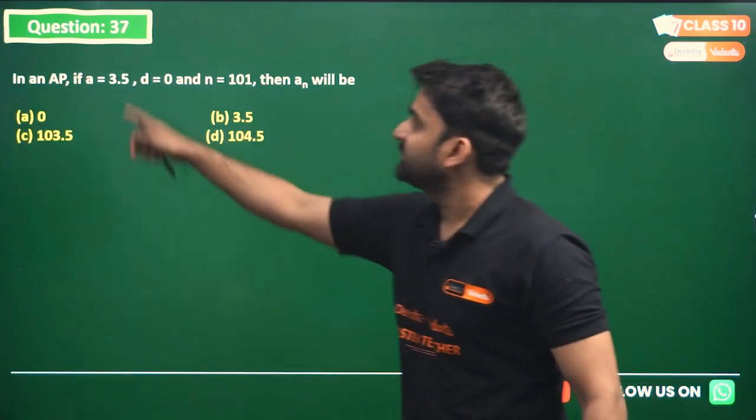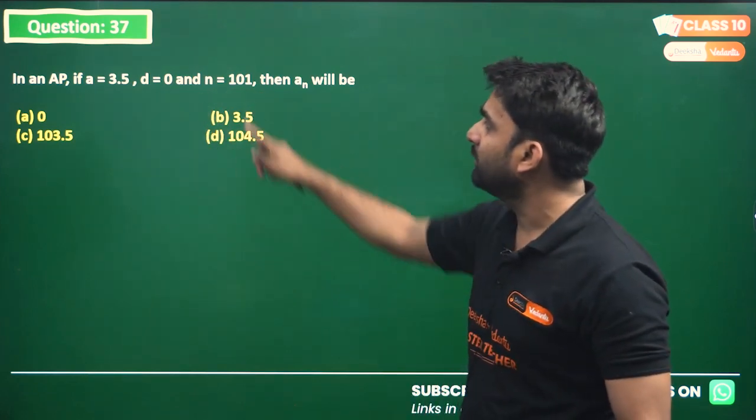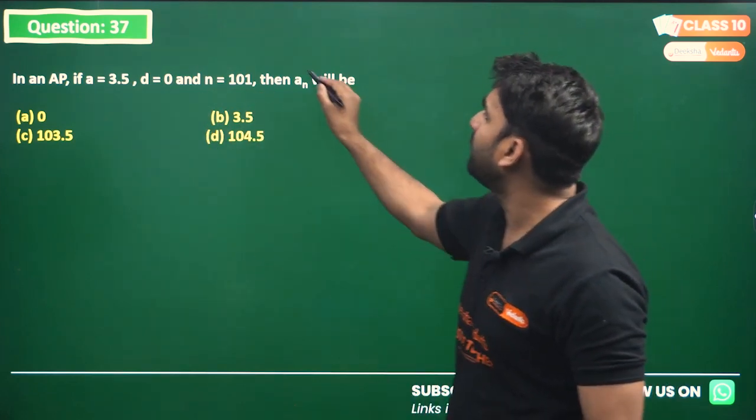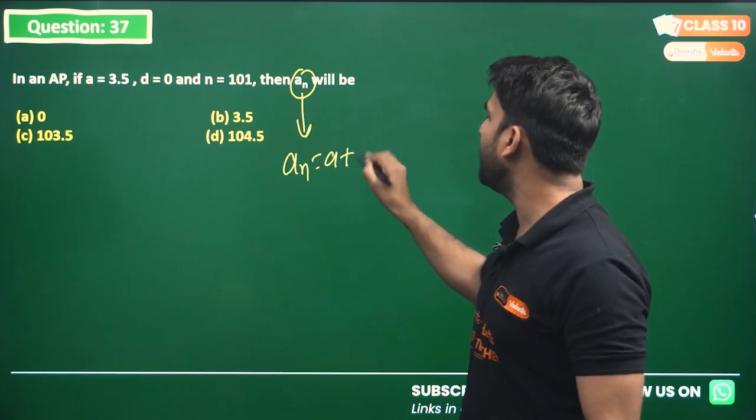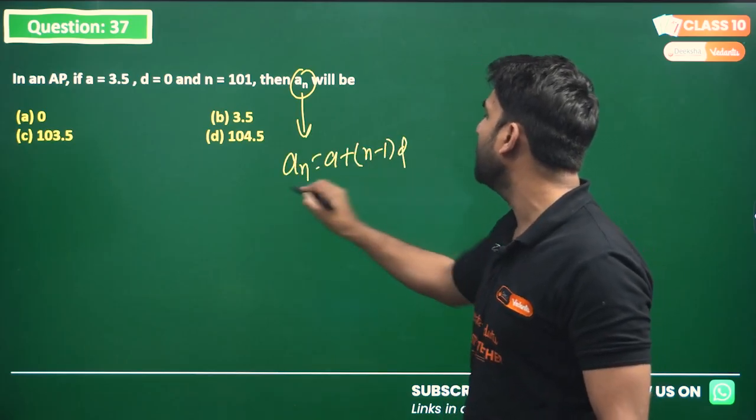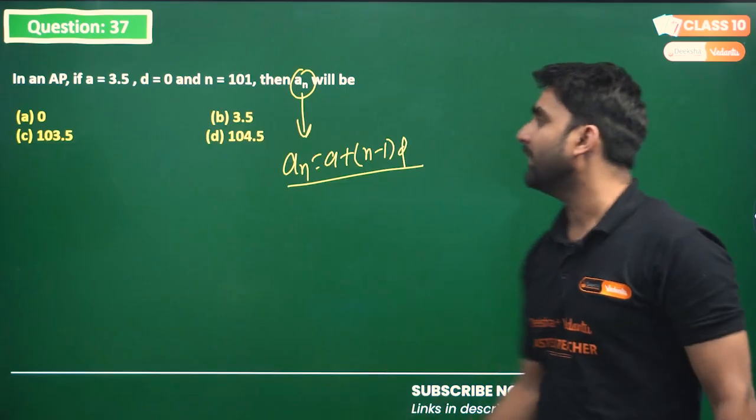Question number 37 is from AP. A is given to you, D is given to you, N is given to you. You have to find out AN here. So you know for AN, there is a formula: A plus (N minus 1) into D. Use this formula, you can get the value of AN here.